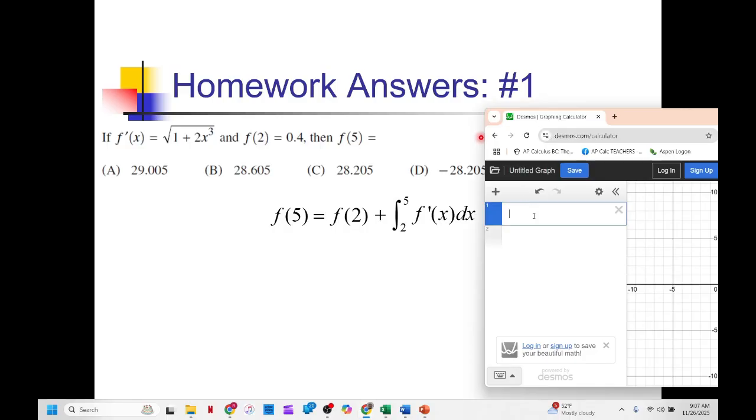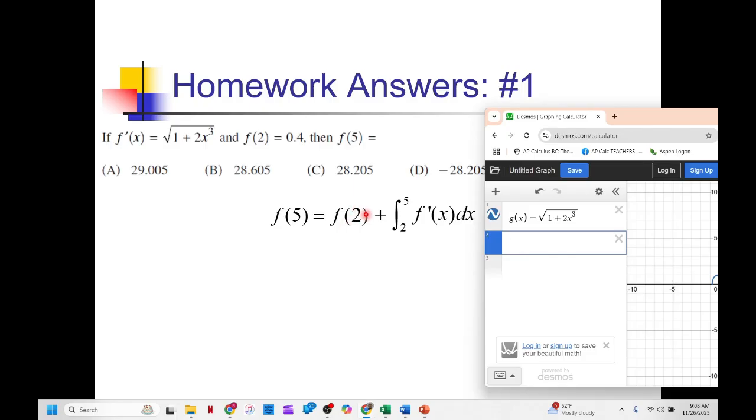To do this, first let me enter in my f prime function. I can't call it f prime though, I'm going to have to call it something else like g. It doesn't like primes for the original function. So we've got sqrt, square root of 1 plus 2x cubed, and now I can use that. I'm going to use it like I did here.